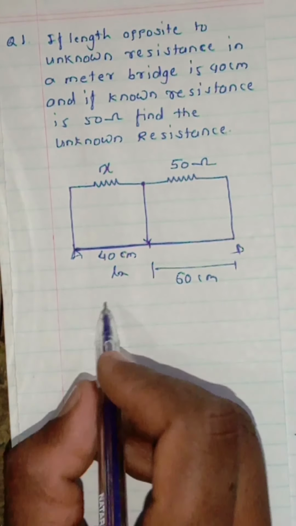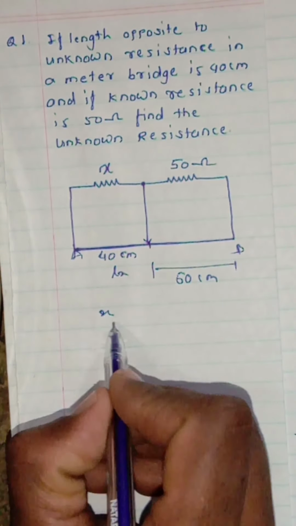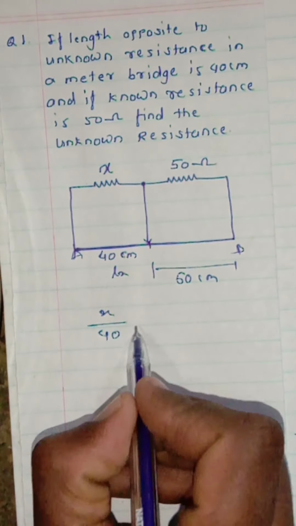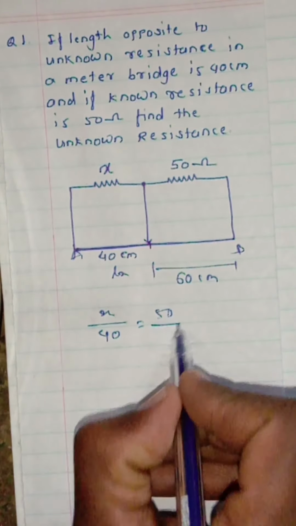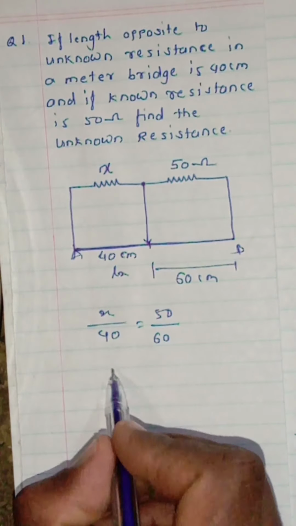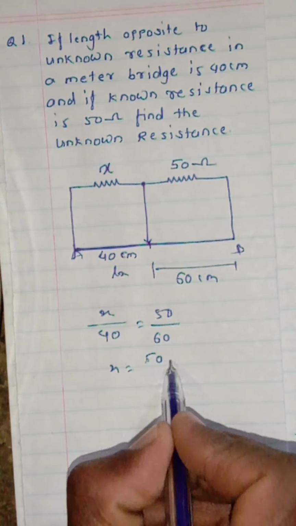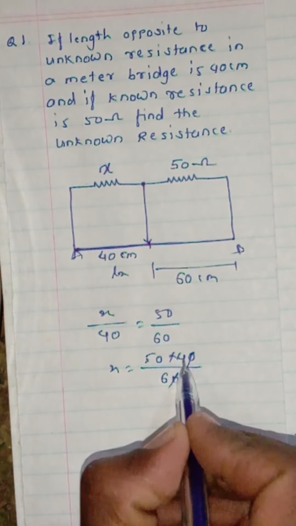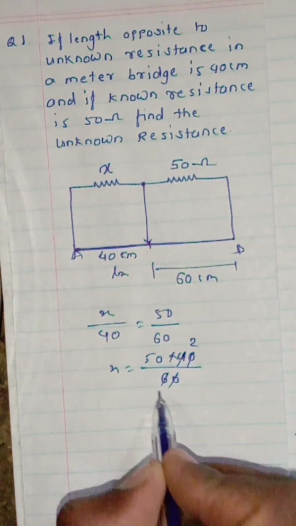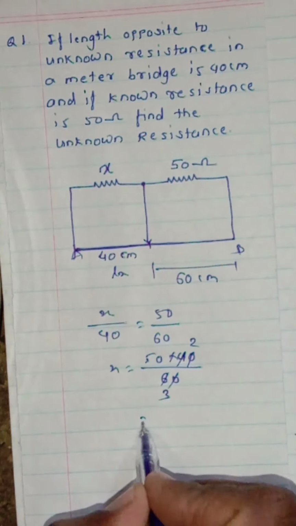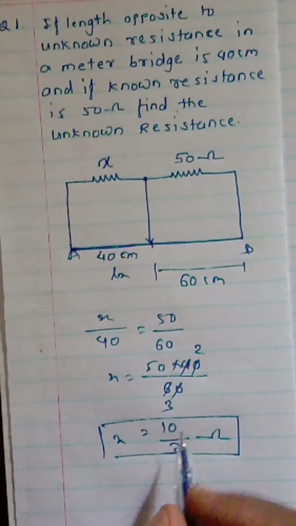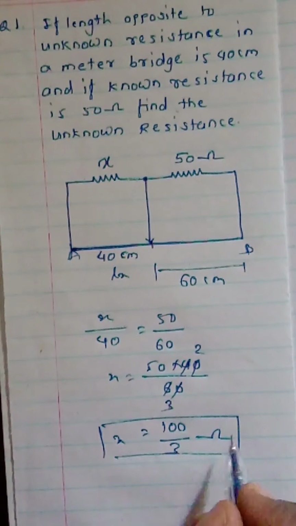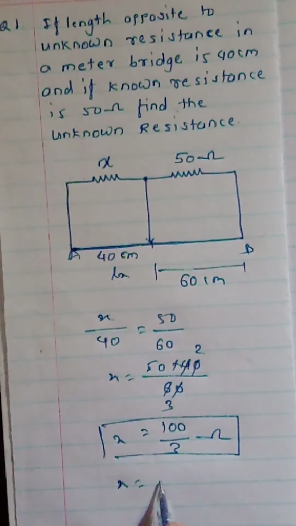Then according to the meter bridge experiment, x divided by 40 is equal to 50 divided by 60. So x is equal to 50 multiplied by 40 divided by 60. The 0 gets cancelled. 2 to 4, 2 3 6. Okay, 50 into 2, that is 100 divided by 3. So x is equal to 100 divided by 3, or 33.3 ohm.